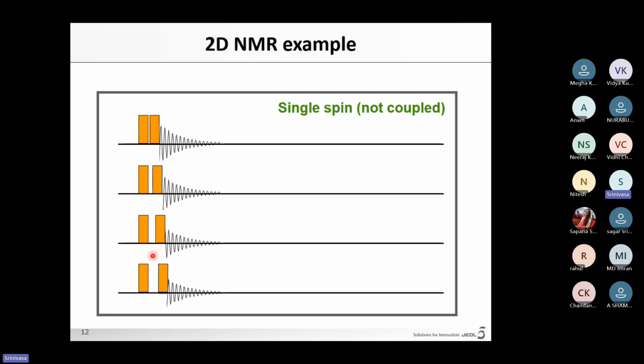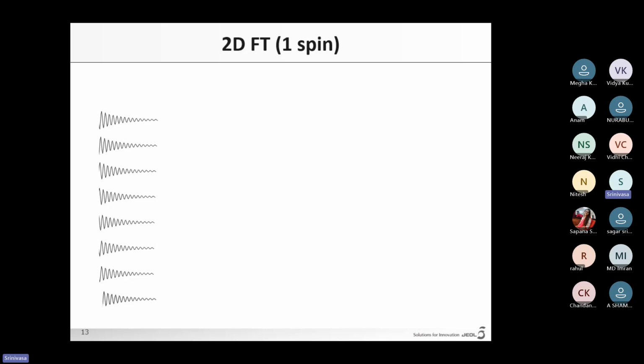If we increase the number of points more and more, the experiment time gets longer and longer. And how will it be constructed in 2D? These are the FID files we collected in the direct dimension. Okay, so it will be like this.